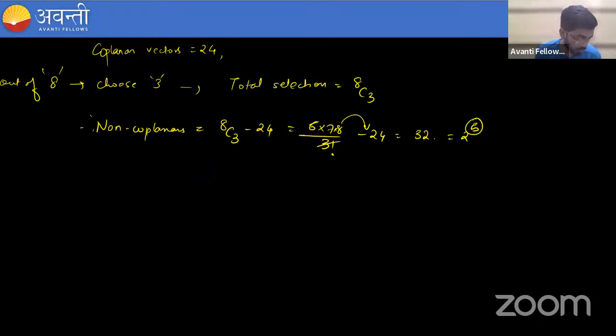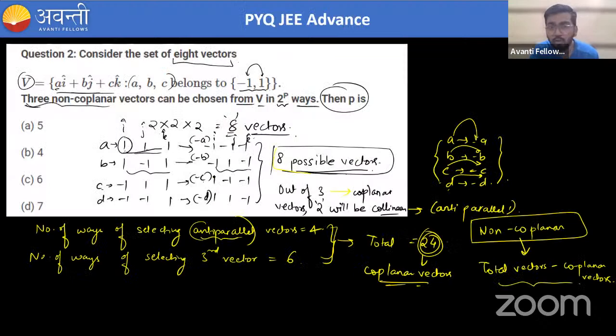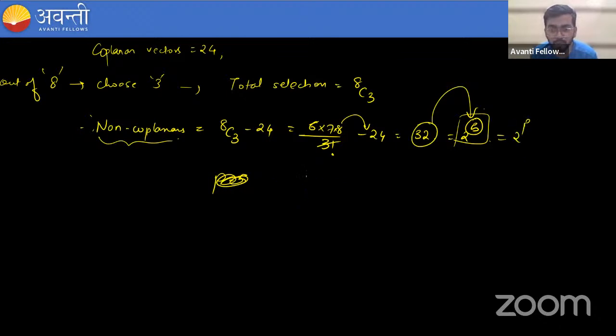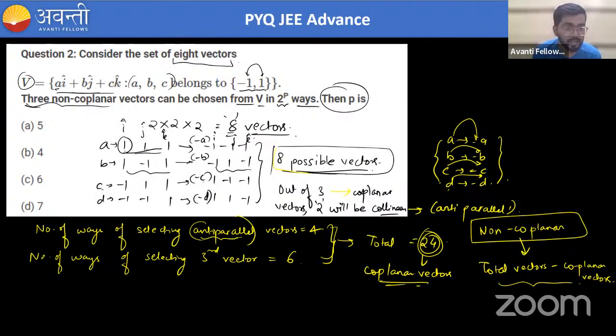Therefore, the question is: 3 non-coplanar vectors can be chosen from V in 2 power p ways. Then p is equal to what? So we have found out that 3 non-coplanar vectors can be chosen in 32 ways, which is also equal to 2 power 5. And therefore, when you compare it with 2 power p, you should know that the p value should be 5, right? So the answer to this question is option A, 5.